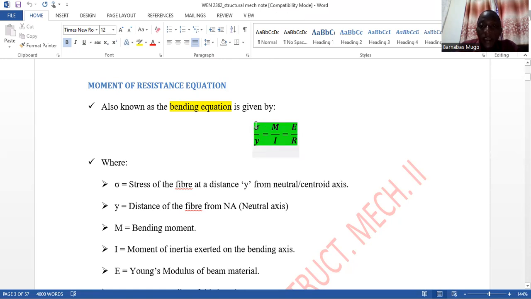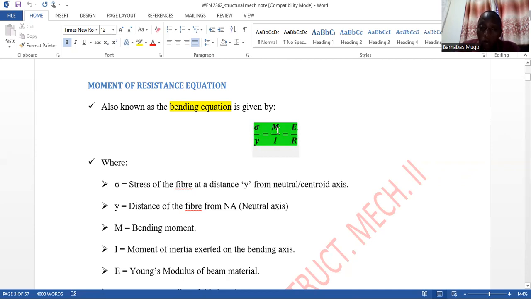The first parameter is the stress of the grain along from the neutral axis. So we are going to have the stress of the fiber at a distance Y from the neutral axis. Fibers are those layers. So you are going to take a layer and get the distance from the neutral axis. Y is the distance from the neutral axis, which is the center of that beam.